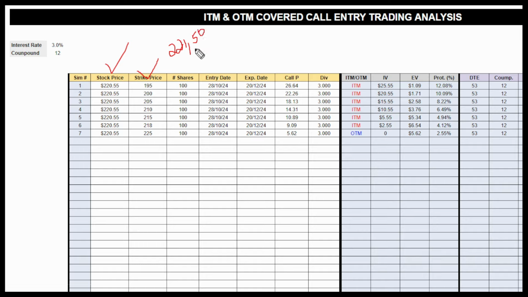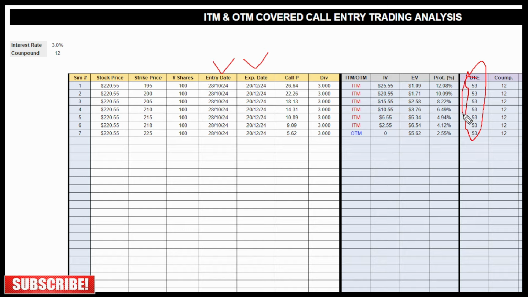that's why my calculation was 221,050. Why? Because I multiplied the 100 shares by 100. Because remember, each contract that we trade is equal to 100 shares of the particular product. We're going to open the trade today, 28th of October 2024. The trade is going to expire on 20th of December 2024. That gives us an expiration of 53 days for all of them. We're going to simulate all these trades at the same expiration date, and of course, the same entry as well.